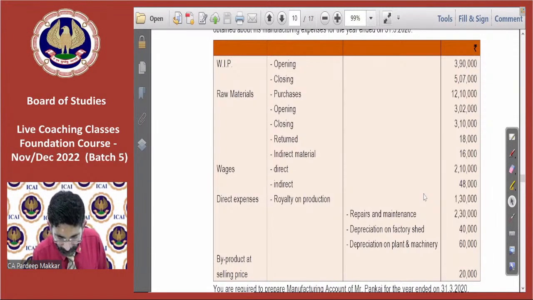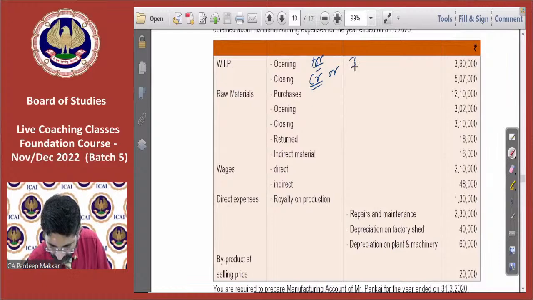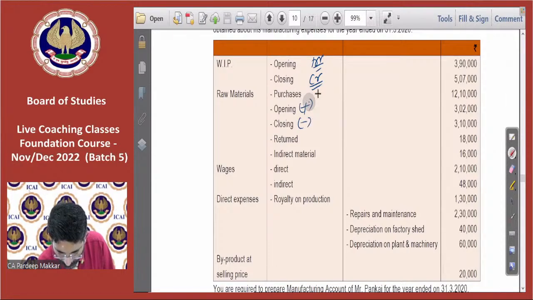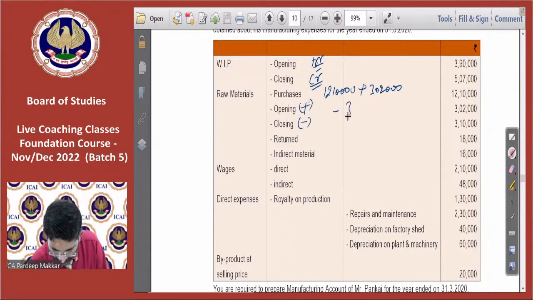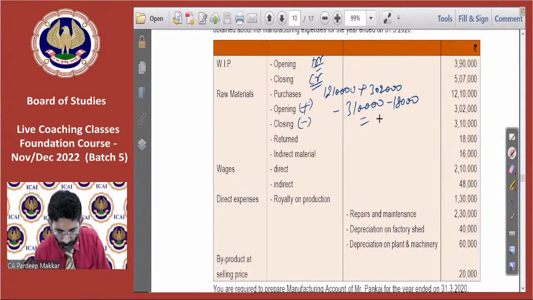You may see this will be debited to manufacturing account. I may tell you which will be debited and which will be credited to manufacturing account. This will be debited to manufacturing account. This will be credited to manufacturing account. Or you may do like this, 3,09,000. Yeah, that will be a better option. I'm not interested to give you any other option. Raw material, this will be made as purchases: opening stock plus purchases minus closing stock. That you may do, 12,10,000 plus 3,02,000 minus 3,10,000 minus returned 18,000. So whatever is the balance, that will be entered as raw material consumed.